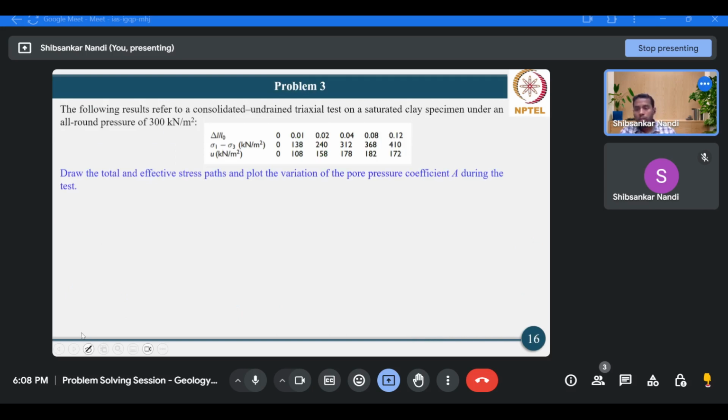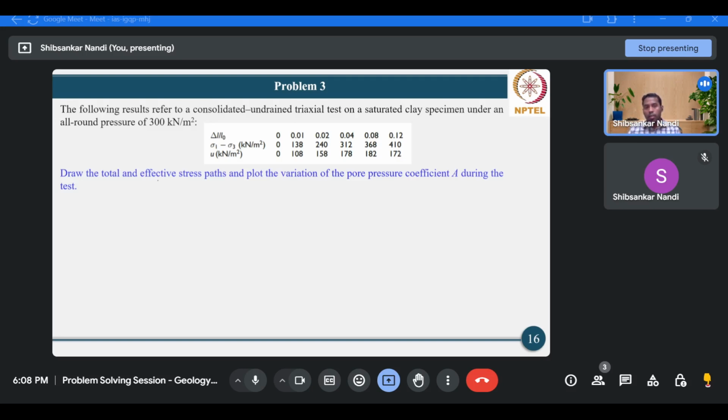In this problem, the following results refer to a consolidated undrained triaxial test on a saturated clay specimen under an all-round pressure of 300 kN per meter square. Draw the total and effective stress paths and plot the variation of the pore pressure coefficient A during the test.